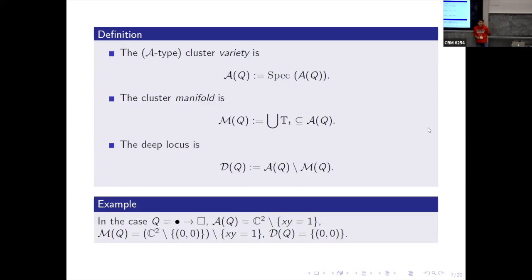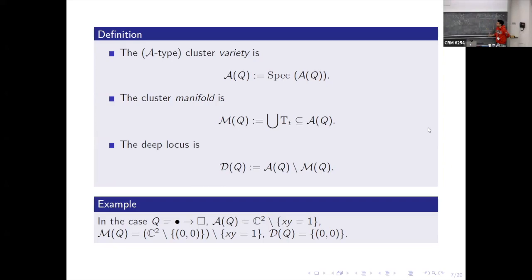Then the thing that Alfredo defined yesterday is what I call the cluster manifold, which is the union of all these cluster tori. And the deep locus is the difference between the cluster variety and the cluster manifold. This deep locus may be non-empty even in this very simple example. Remember that the cluster algebra is just the algebra of polynomials in two variables, and then you invert this variable. Which means that what I call the cluster variety in this case is going to be the plane, and then you remove a hyperbola.